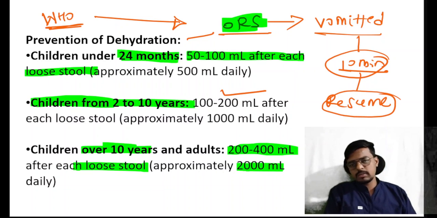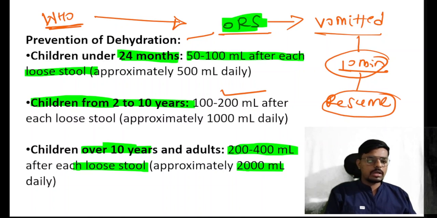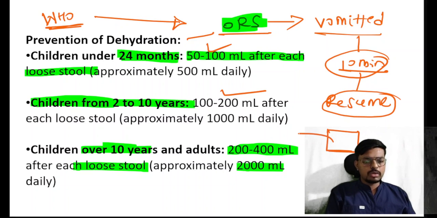So my next question is very simple. You are giving one packet to the mother of the child and you are asking the mother to give 50 to 100 ml of the ORS after each loose stool of your baby. So for how much duration can she use this, and in how many ml of water can she dilute that ORS packet? Can anyone answer this one?